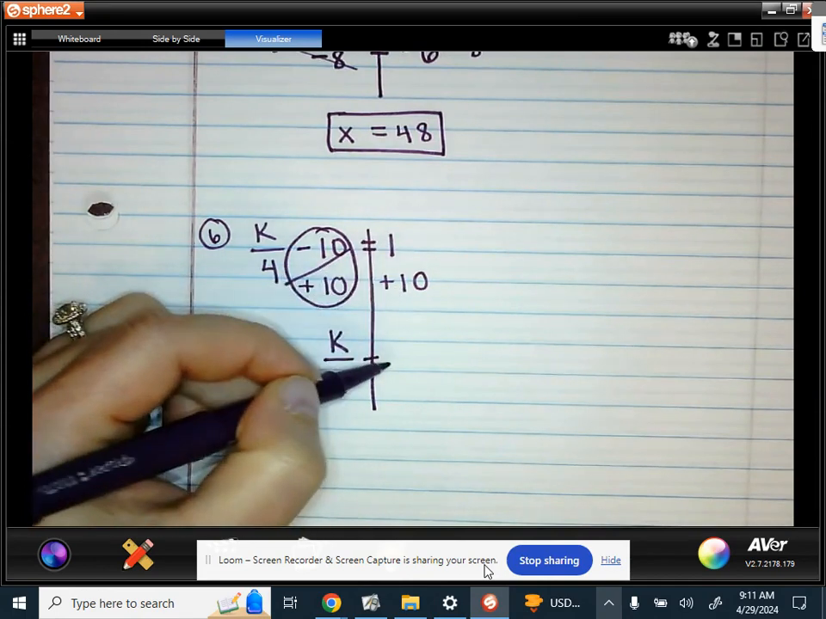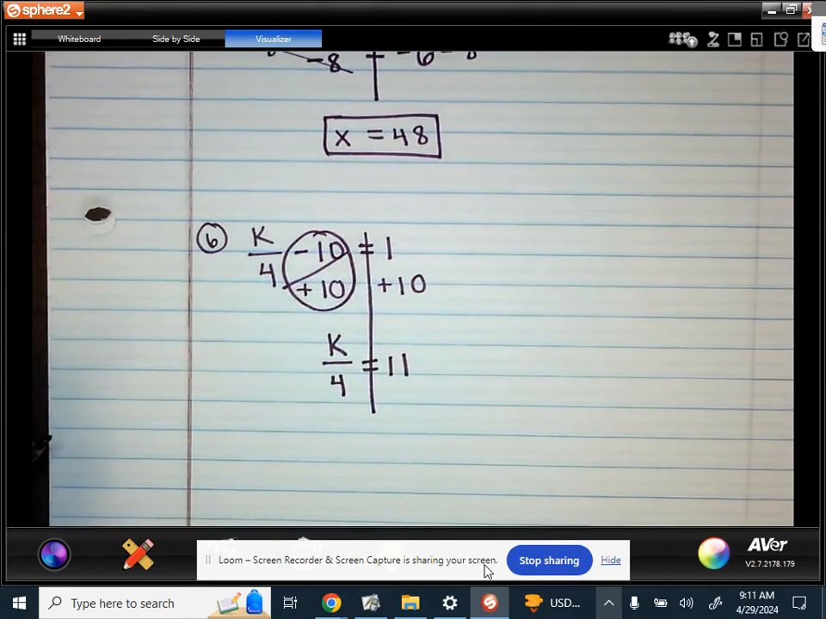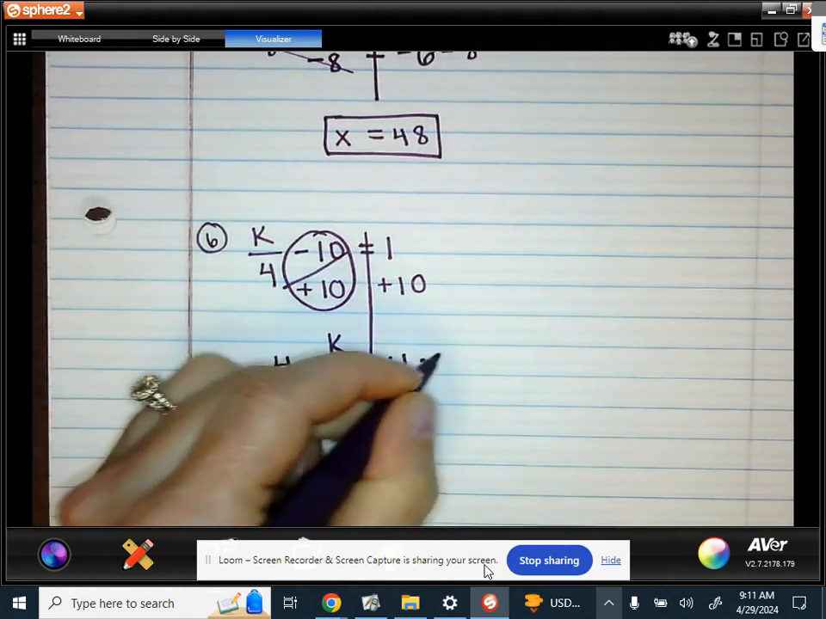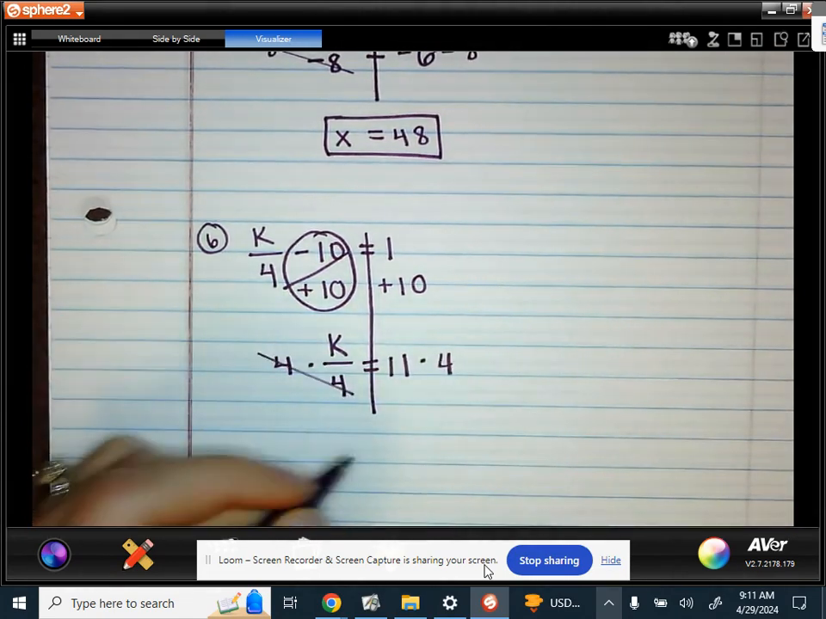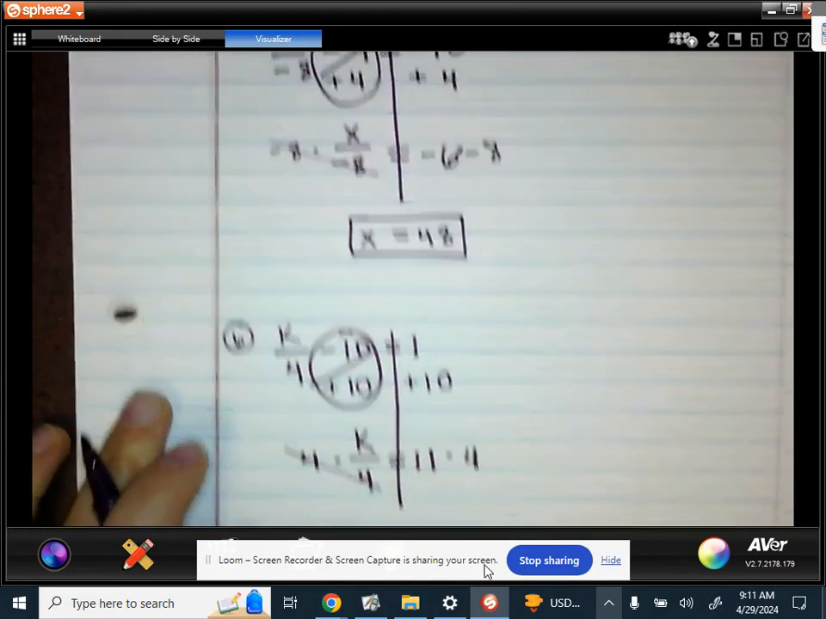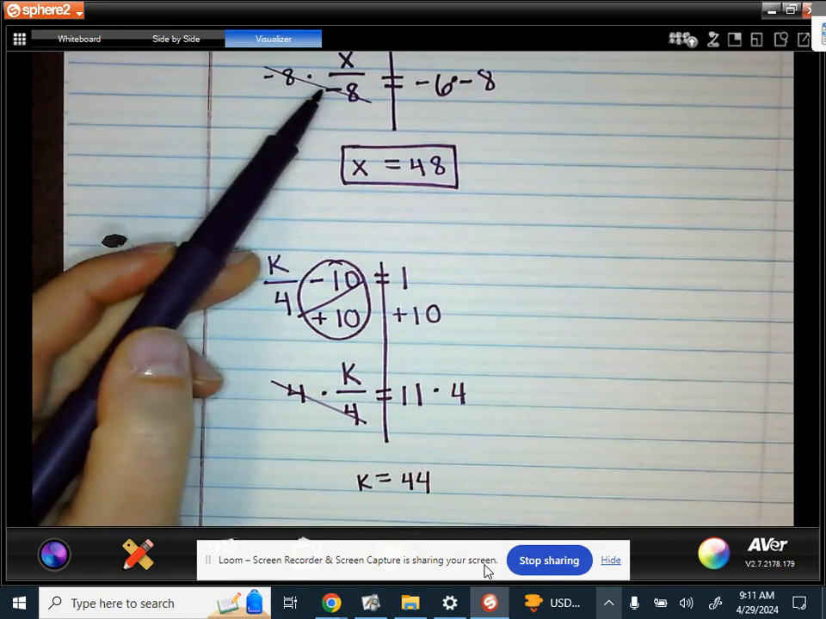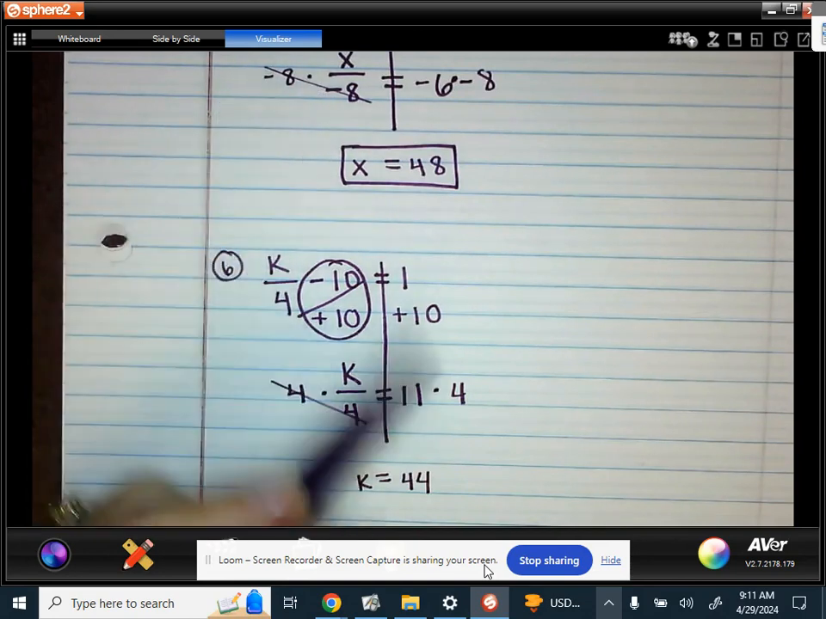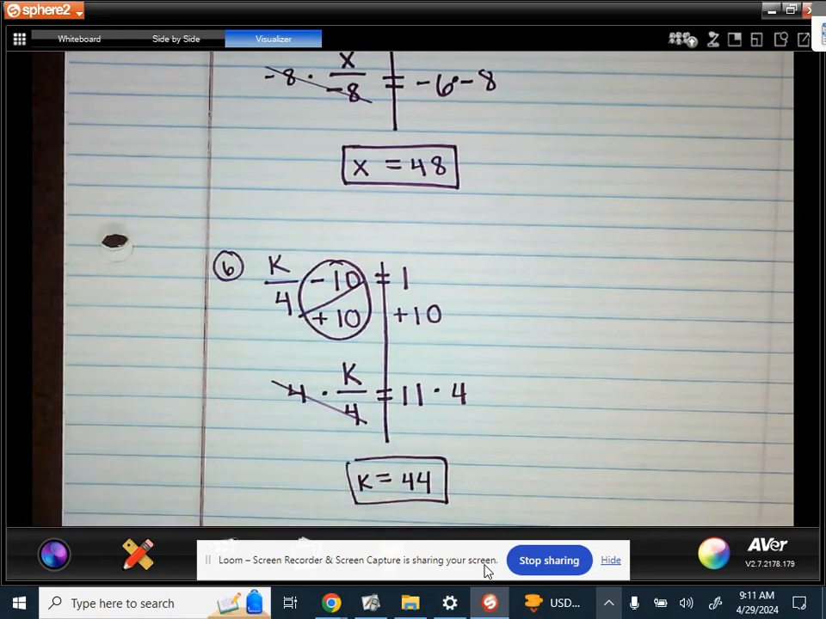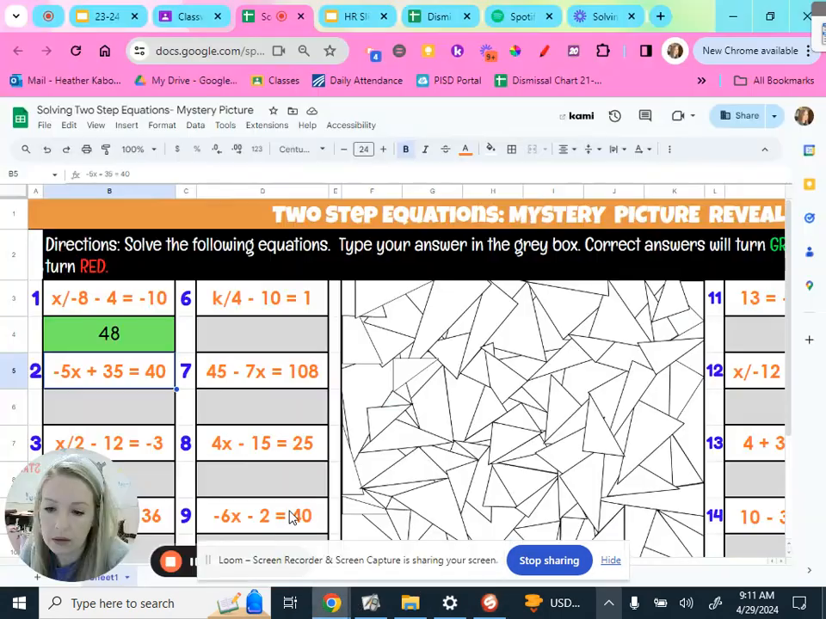And 1 plus 10 is 11. Now we can get rid of the division by using multiplication. So we're going to multiply both sides by 4. That leaves k equals 44. Now compare those last two. Because this was a -8, we had to multiply by -8. Because this was a +4, we multiplied by +4. So we can go ahead and type in 44 right here.